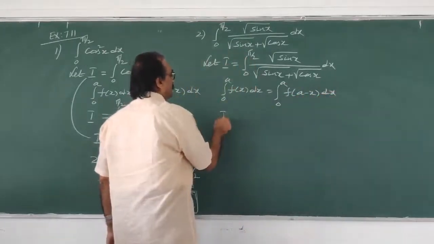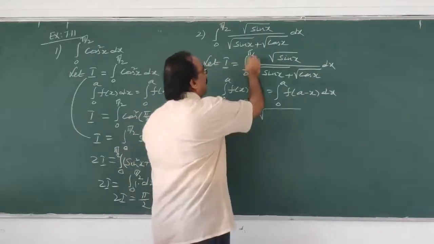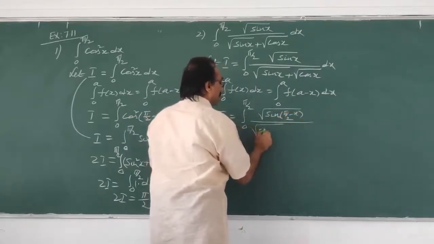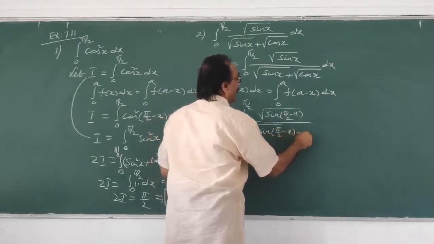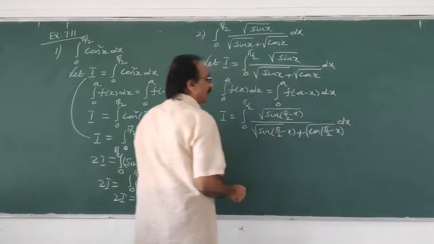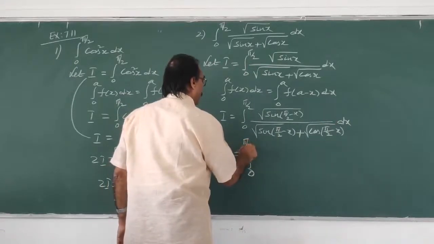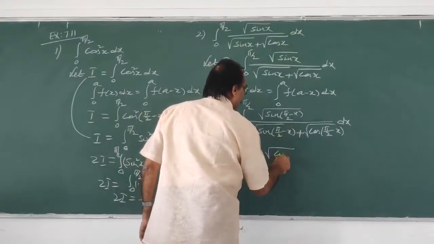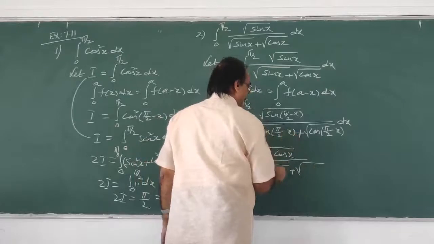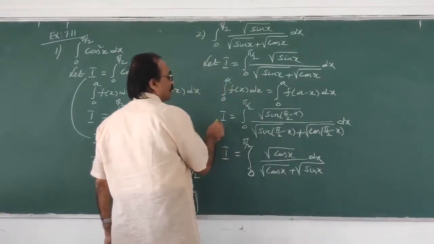So here you write I is equal to the integral 0 to pi by 2 of root of sin of (a minus x), a means pi by 2, so sin of (pi by 2 minus x), by root of sin (pi by 2 minus x) plus root of cos (pi by 2 minus x) dx. This is the important thing. So root of sin 90 minus x gives cos x, by root cos x plus root sin x, since sin of 90 minus theta is cos theta and cos of 90 minus theta is sin theta. Now again, this is also I.